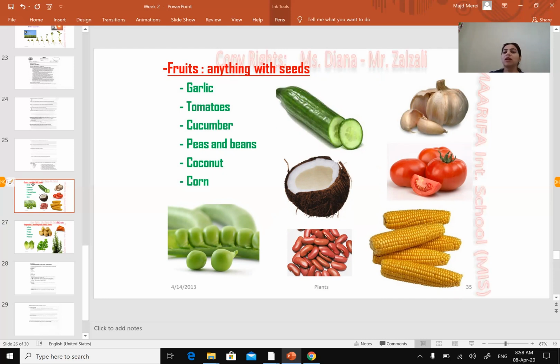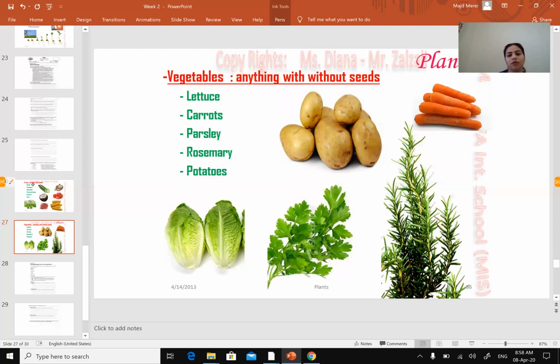We used to say that garlic, tomatoes, corn, beans, all of these are vegetables, but actually they are fruit. Why? Because they have seeds. So garlic, tomatoes, cucumber, coconut, corn, plus of course all of the fruits that you already know. Apple, banana, mango, whatever. Anything without seeds is a vegetable, such as lettuce, carrots, parsley, rosemary, and potatoes.